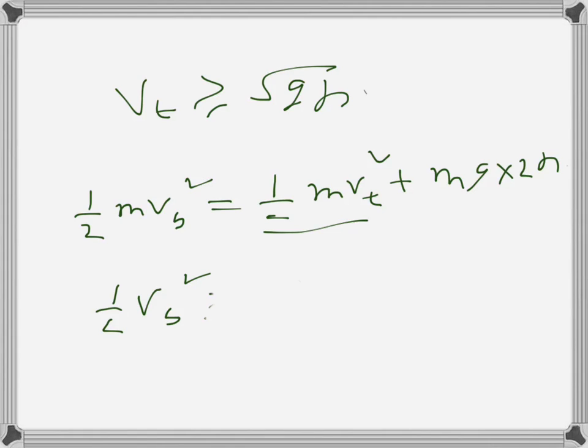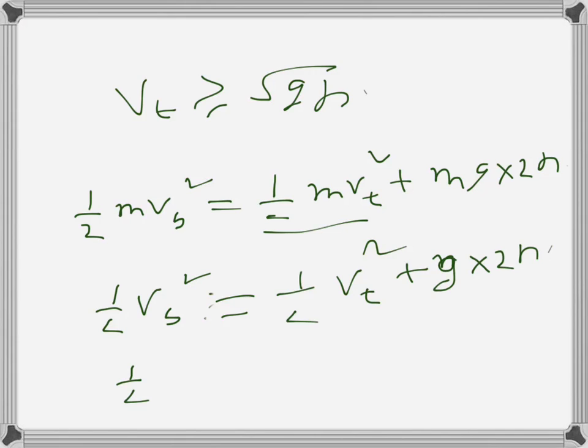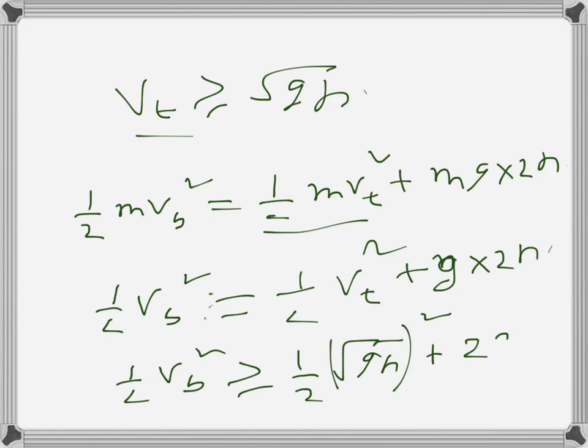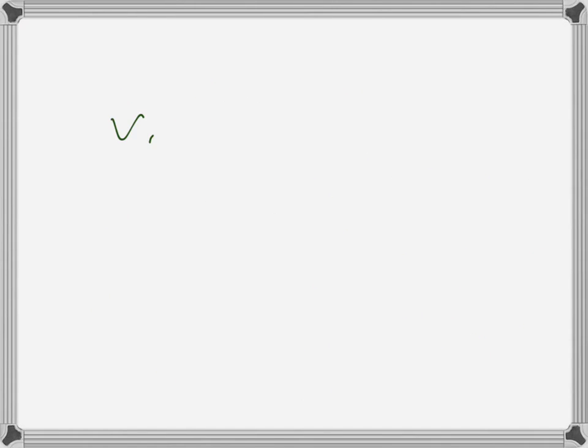So from here we get half vb square equals half vt square plus, g is going away, so g into 2r. Now this one we can write as greater than or equal to half, instead of vt we're writing this one, so greater than or equal to gr, plus 2gr. So vb is becoming square root of 5gr. So that's what it's becoming.